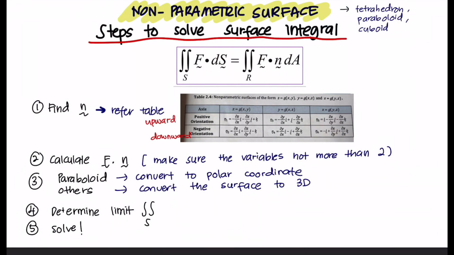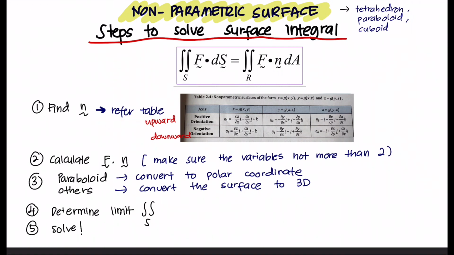These are the steps to solve surface integral for non-parametric surface. The surface integral for non-parametric surface is given by this formula, where you must do double integration in region R, of the vector f dot product with the unit normal of the surface, dA. dA is the two-dimensional area element of the surface. The first step is to find the unit normal vector of the surface, so you must refer to the table.